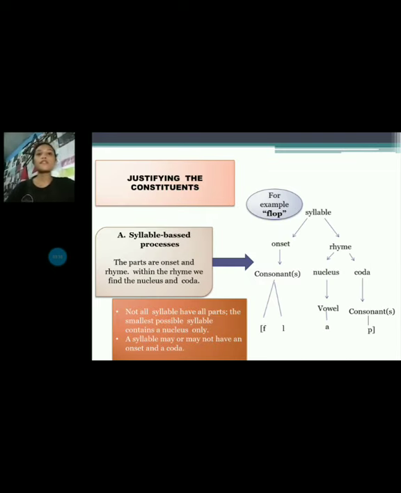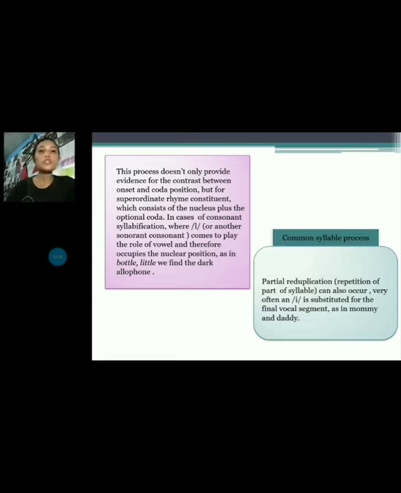The next, justifying the constituents. A syllable-based process. The parts are onset and rhyme. Within the rhyme, we find the nucleus and coda. I think you guys already understand about this because my friend already explained about it. This process doesn't only provide evidence for the contrast between onset and coda position, but for the superordinate rhyme constituent, which consists of the nucleus plus the optional coda.